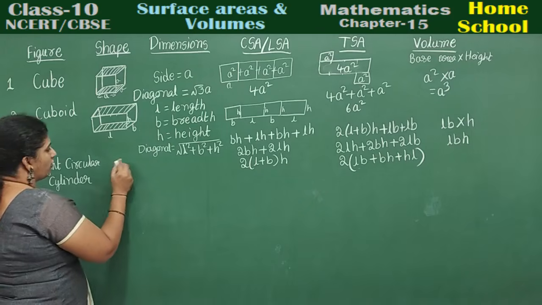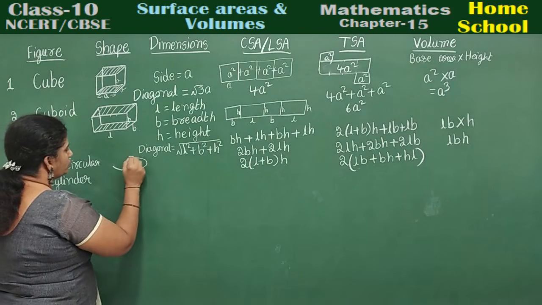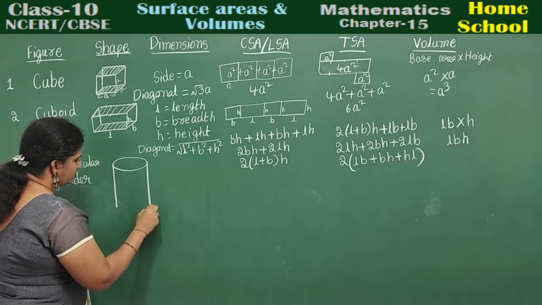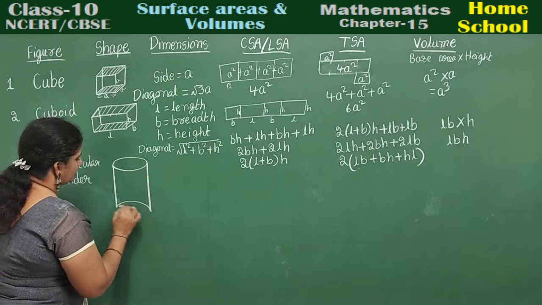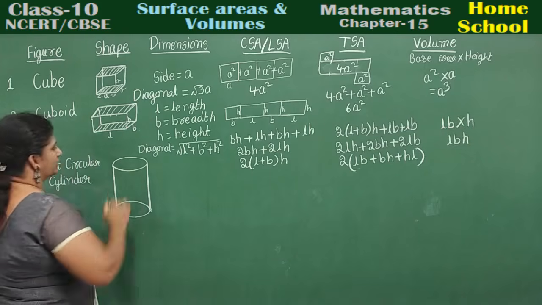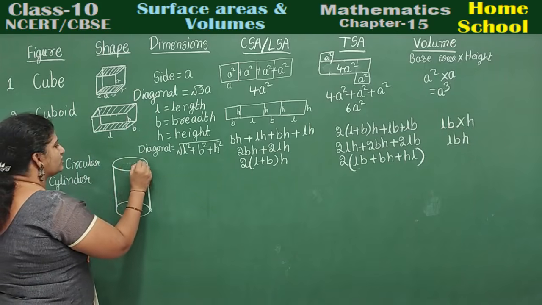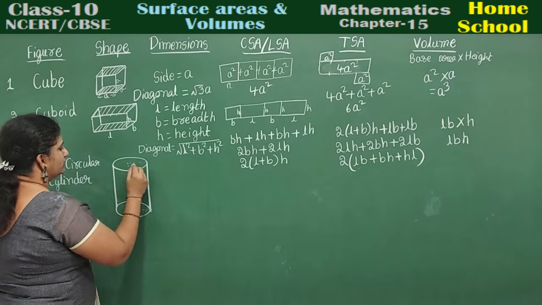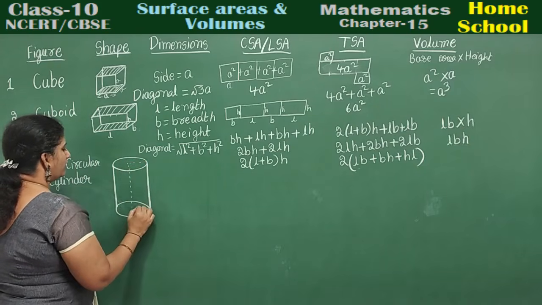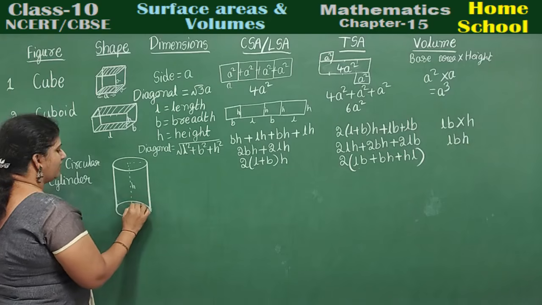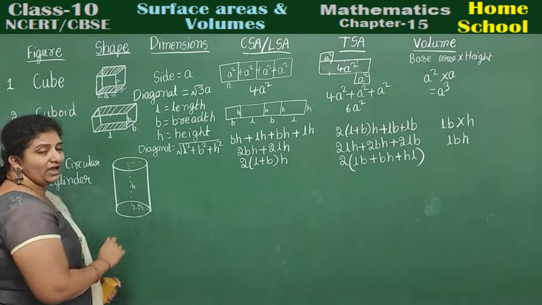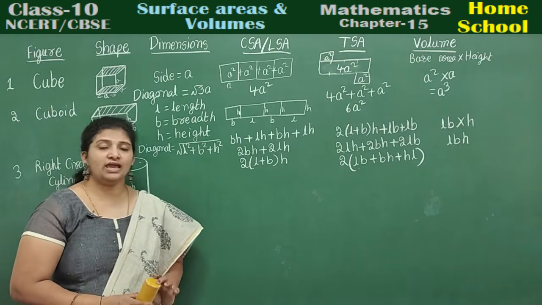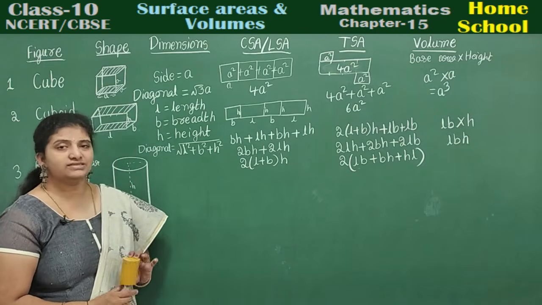Let's draw on the board. Draw a circle. Draw a line like this and one more circle. So you can see here, children, this is the radius and this is the height. Radius and height are perpendicular to one another. So we call it a right circular cylinder.